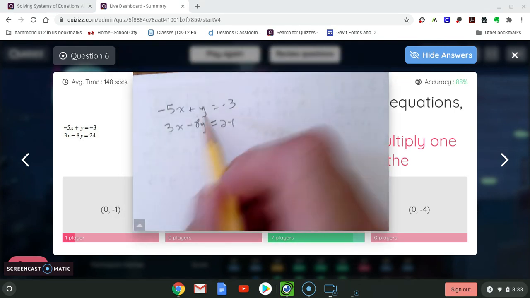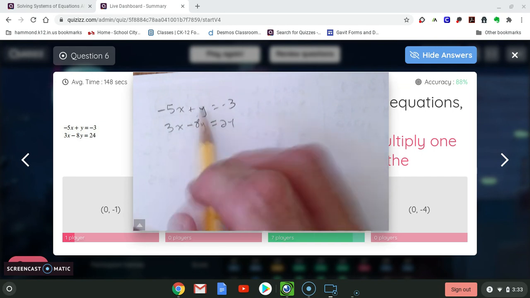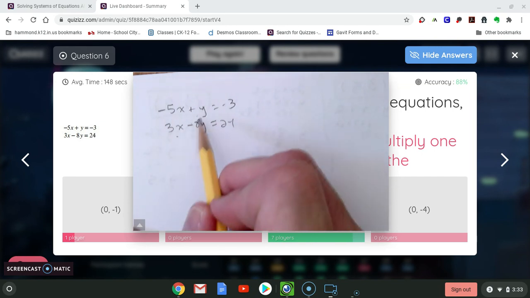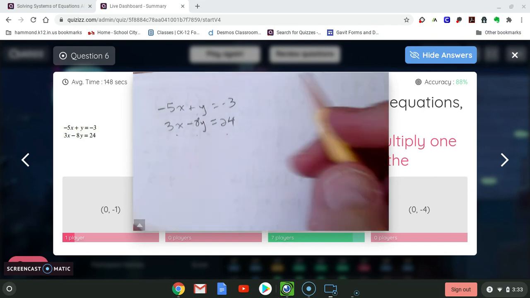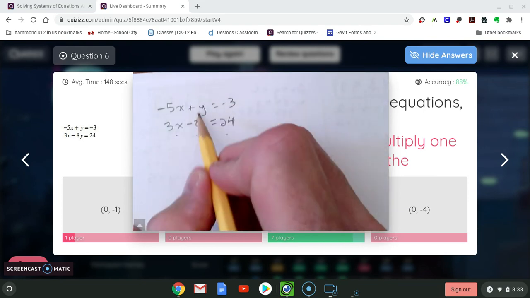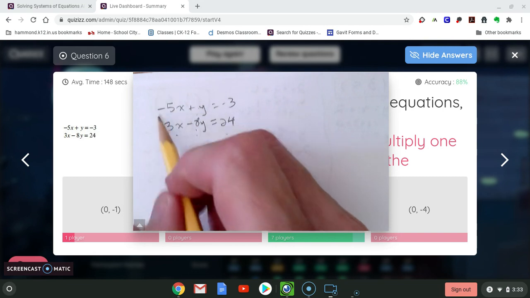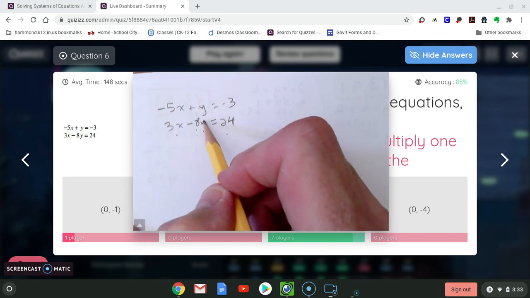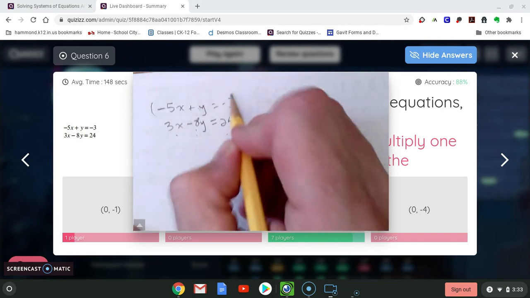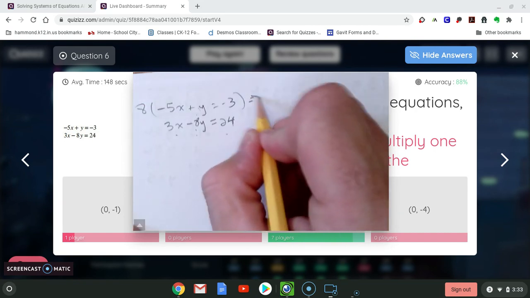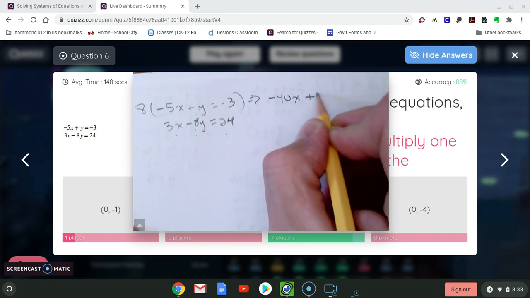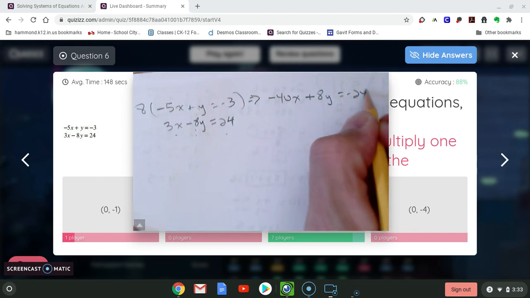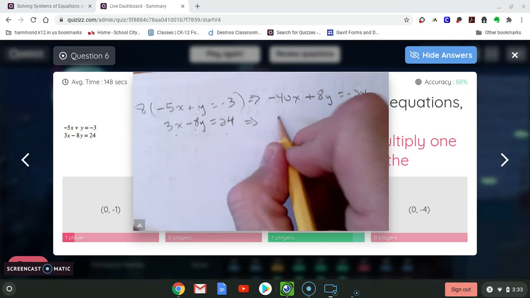So here, I can't just randomly add these two together. If I do that, I'll end up with negative 2x minus 7y equals 21, which is a perfectly fine equation. It's just not any closer to being able to solve. I still have two variables. So if I want to add these two together, I need opposite coefficients. And the 5 and the 3 are a little bit messy, but here I can see negative 8 is a multiple of 1. If I multiply the first equation by 8, negative 40x plus 8y equals negative 24. The second equation is good as it stands.